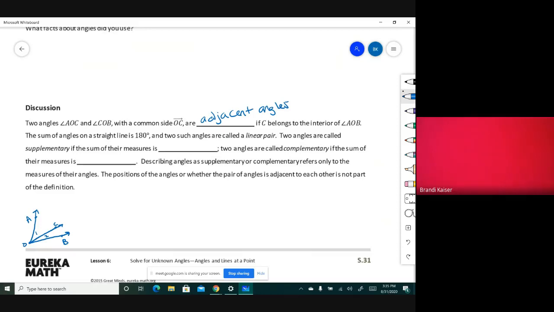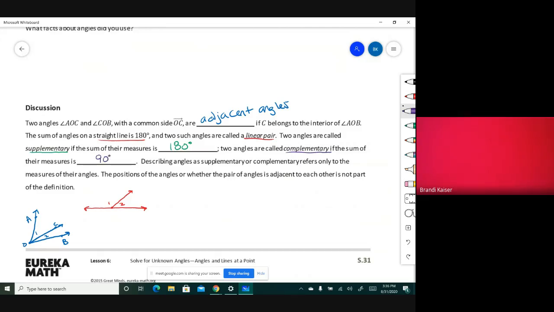The next piece of information says the sum of angles on a straight line is 180 degrees, and two such angles are called a linear pair. So a straight line is 180 degrees. Meaning if I have a straight line and two angles joined on that straight line, those two should add up to 180. Two angles are called supplementary if the sum of their measures is 180. Two angles are called complementary if the sum of their measures is 90 degrees.